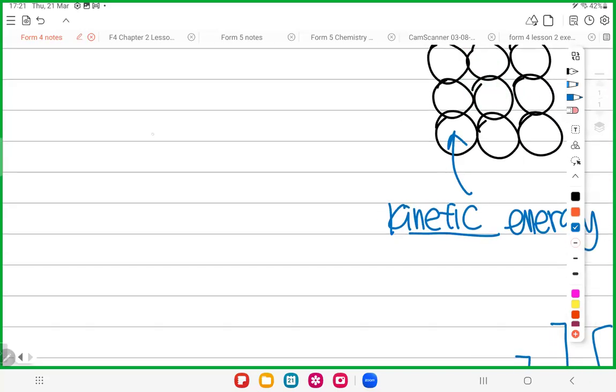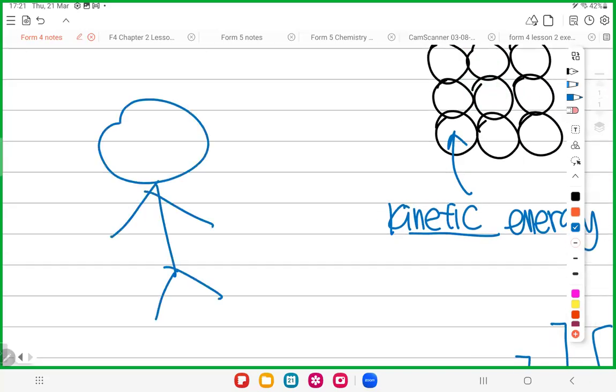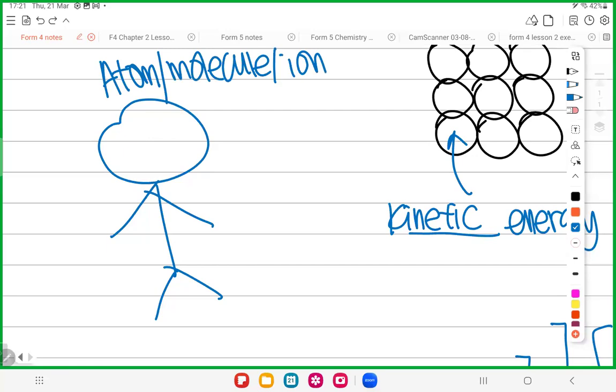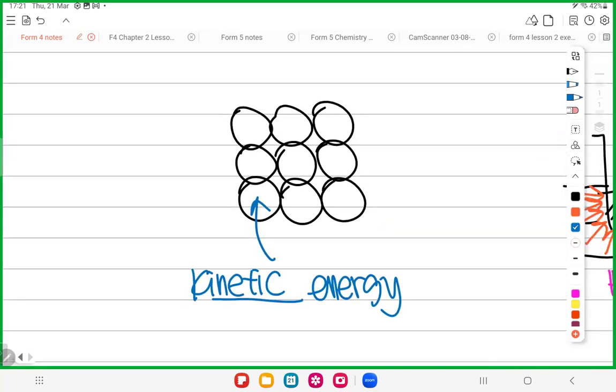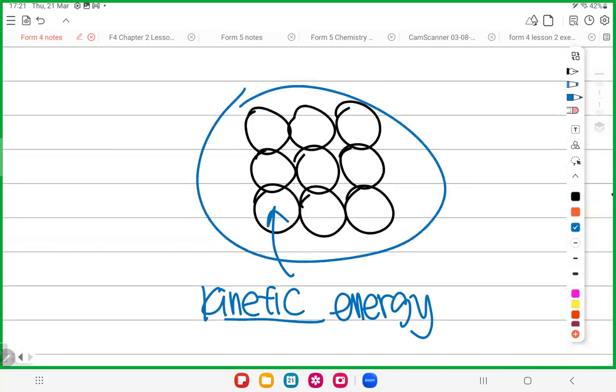For example, today I have one particle. This particle can be an atom, a molecule, or an ion. This particle has energy inside, and we call it kinetic energy. You all have to be very careful, because when you come to SPM, there are so many energies you will see, especially in physics: electrical energy, potential energy, and many others. So make sure everyone knows all the particles here have kinetic energy.